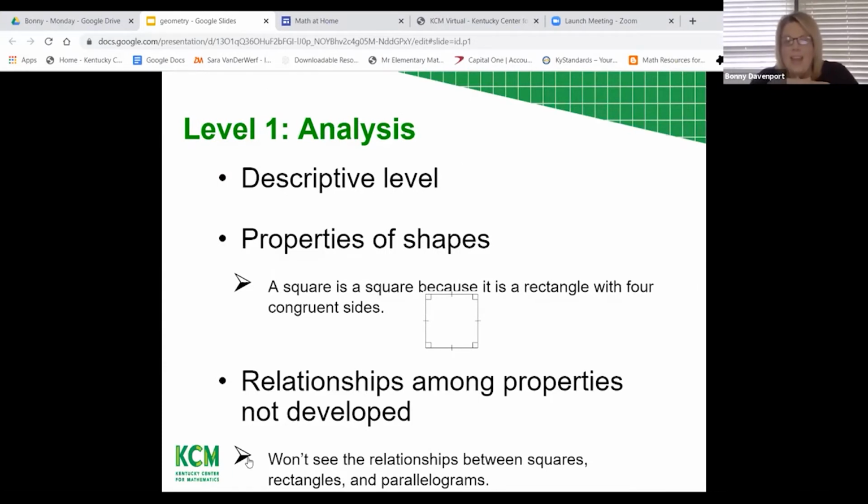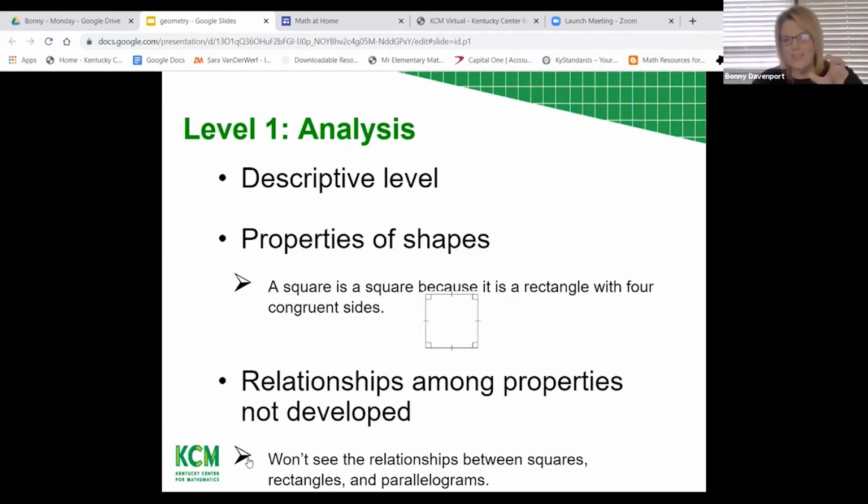And level 1 is analysis, and that's the descriptive level. They move past just seeing individual shapes. They can see shapes that belong to a group, and they can see the properties of those shapes. A square is a square now because it's a rectangle with 4 congruent sides. I know what a rectangle looks like, so I can group all the rectangles together. But they may not see the relationships among properties.